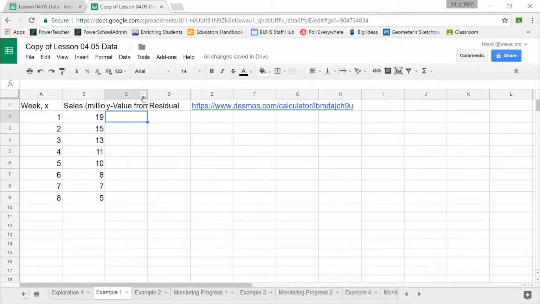And in this cell, it says, right, Y value from the model. And this is going to be perhaps one of your first equations you've ever written in a spreadsheet, and I'm so happy that I get to be here with you. We're going to start by typing an equal sign.